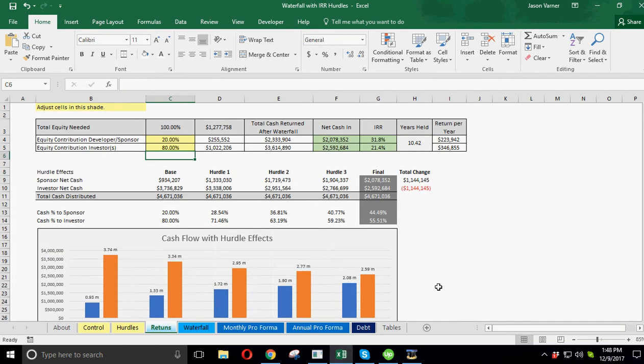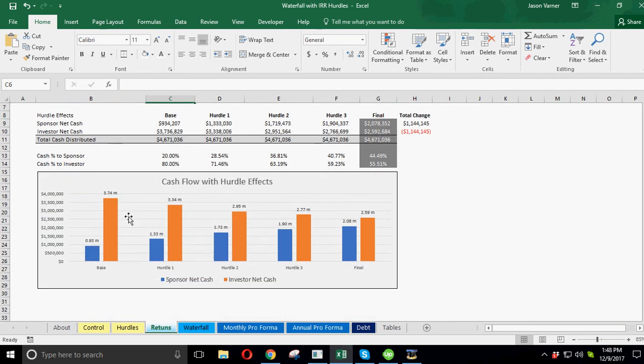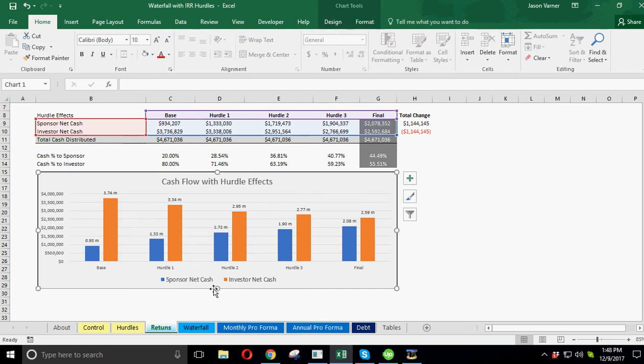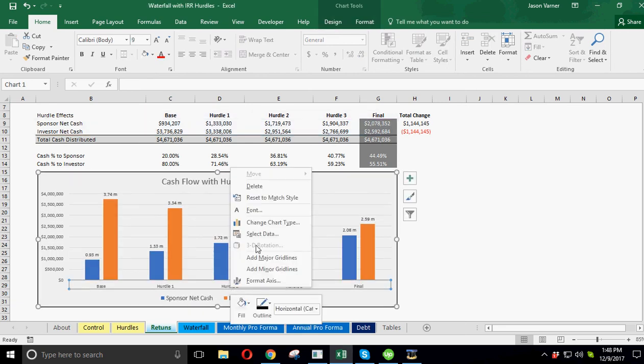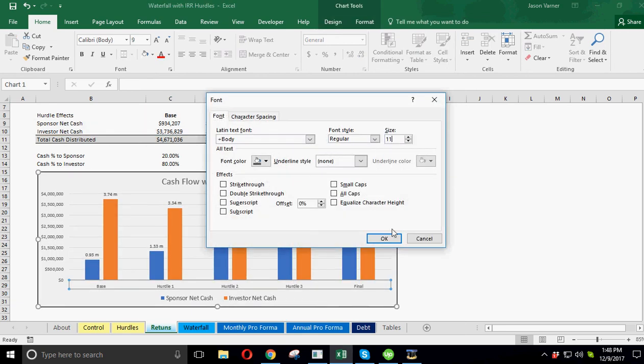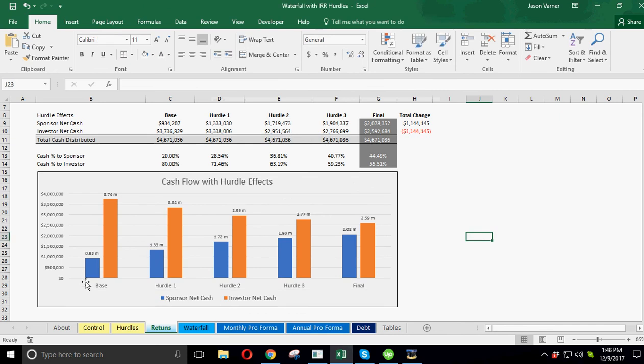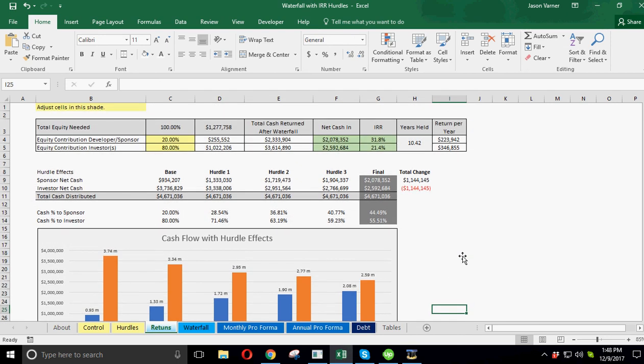And I've added, based on what I just told you, this chart that shows the changes based on the hurdles. Let's make this a little bit bigger here. So it's saying, if the entire deal happened at base, the sponsor is going to get 930,000. Then the investor is going to get 3.7 back, and that's net back. That's not including your initial investment. That's the cash after.